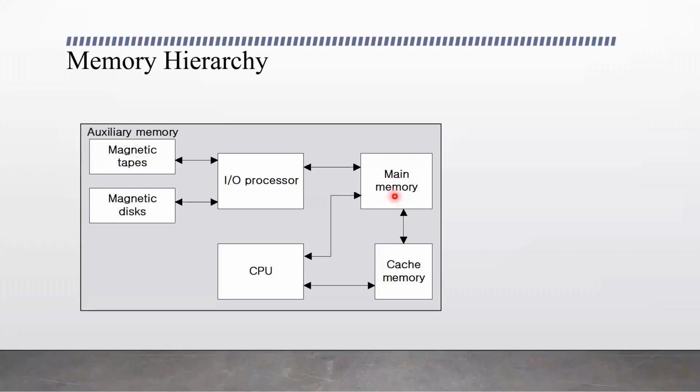Computers have very little main memory space. To save that, the programs are stored in auxiliary memory, and when needed for execution, they are transferred to main memory. The transfer between the auxiliary memory and main memory is done through the input-output processor. Main memory is placed in the middle of the hierarchy.